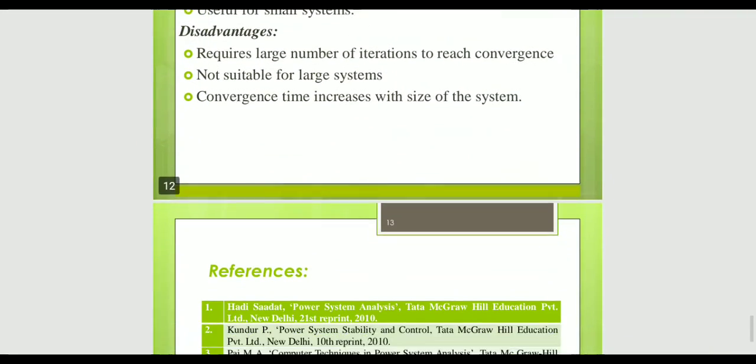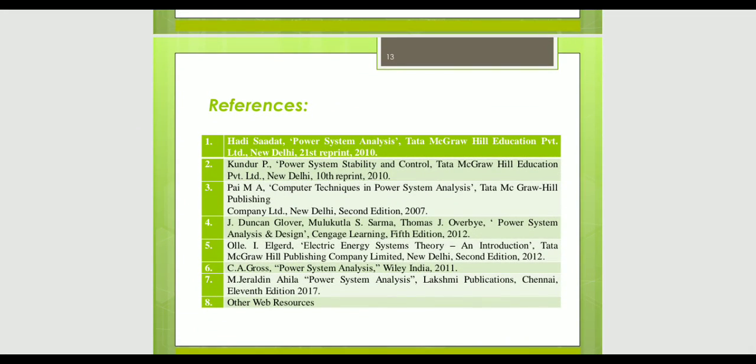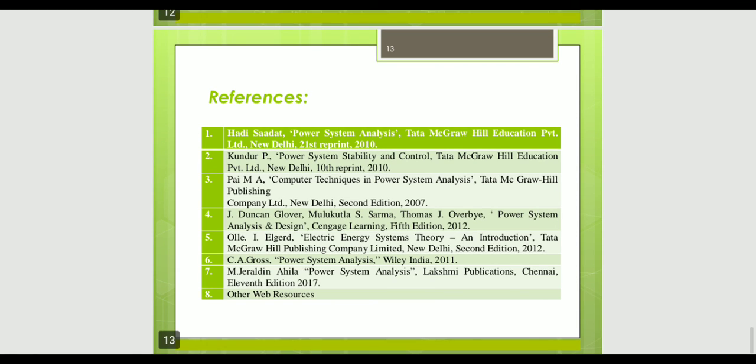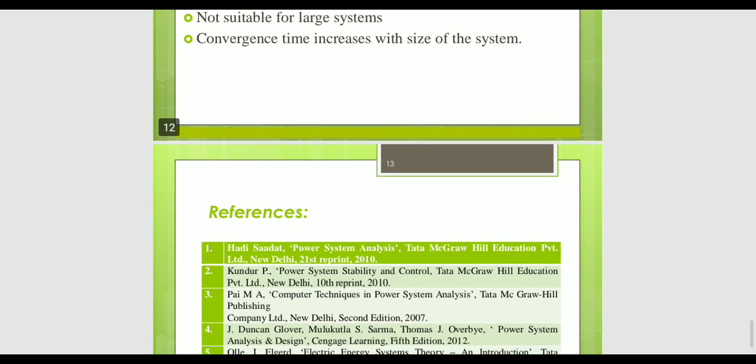Coming to the references, these are the different books which you can use to study the Gauss-Seidel method, or else any other iteration methods. Fine, thank you.